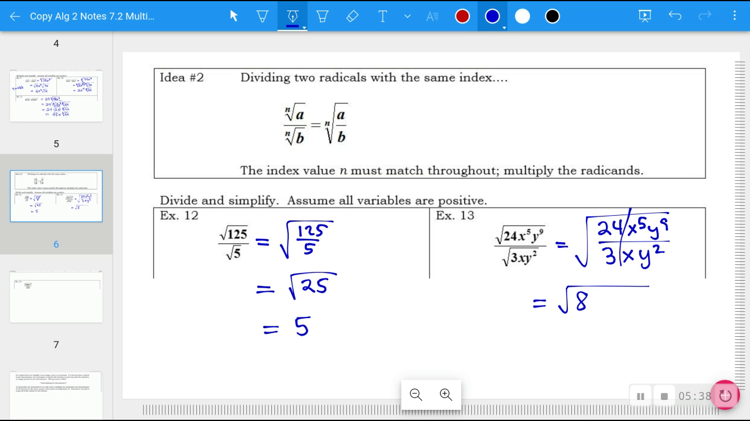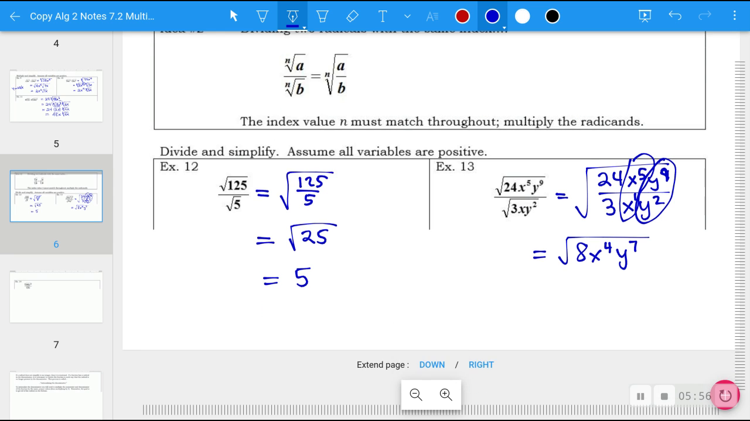And then this part here, we're going to be subtracting exponents. There's a 1 implied there. So that'll become x to the 4th. And then we subtract exponents on this one too. And that 9th power up there, take away the 2nd power, gives y to the 7th. Okay, now all of these simplify.